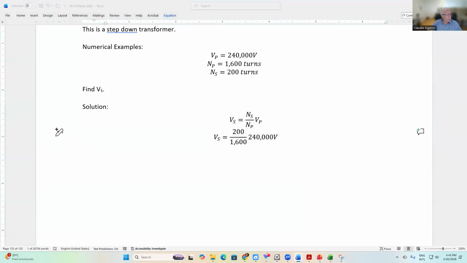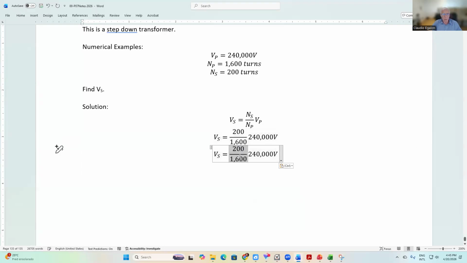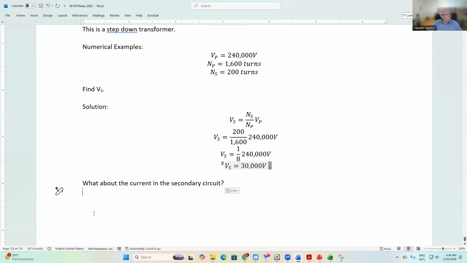So here you go. This one here is going to be 1 divided by 8. And now we divide 240,000 by 8, and we get 30,000 volts. That's what we have for the voltage in the secondary circuit. What about the current in the secondary circuit?